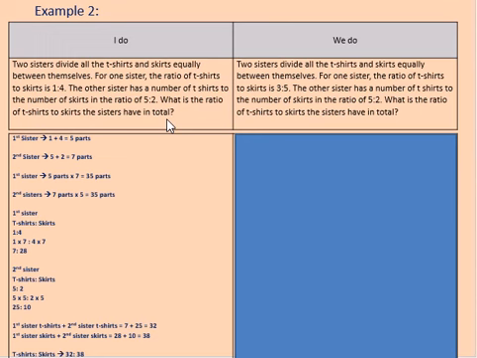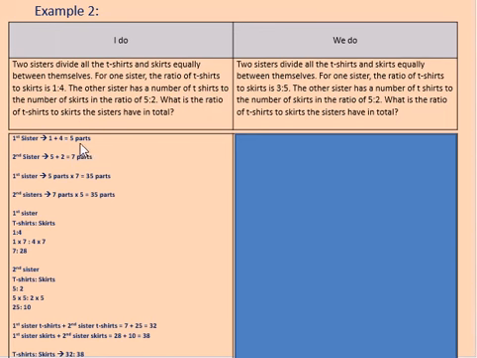So again, let's remember they've been divided equally. So both sisters had the same amount of t-shirts and skirts. Therefore, we need to get the total of both their ratios to a common factor. So sister 1 to 4 is her ratio. So add those together. 1 plus 4 equals 5. For sister 2, it's 5 to 2. So 5 plus 2 equals 7.